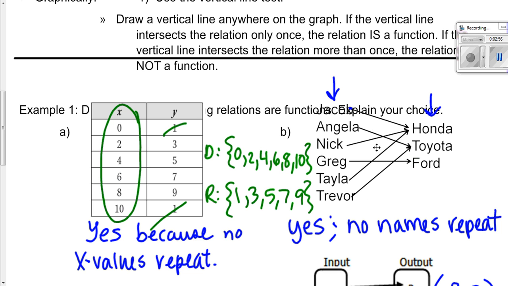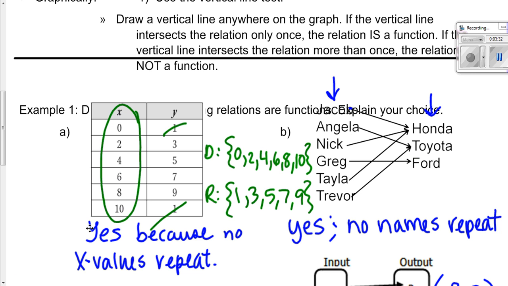Now we're looking at the cars here. Angela, Toyota; Nick, Honda; Greg, Ford; Taylor, Honda; Trevor, Toyota. Yes, it's a function because none of the domain values here repeat themselves. Now, if we were to flip this and make Honda, Toyota, and Ford our domain values, then it would not be, because Honda goes to multiple people and Toyota goes to multiple people. And that's a mapping example.